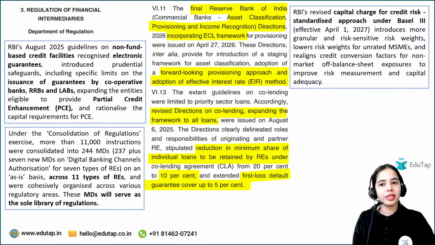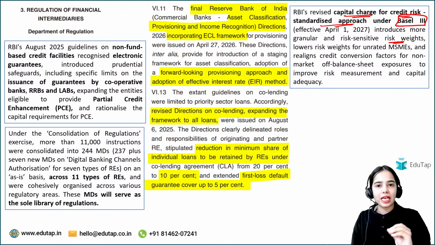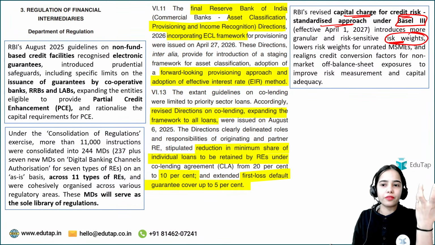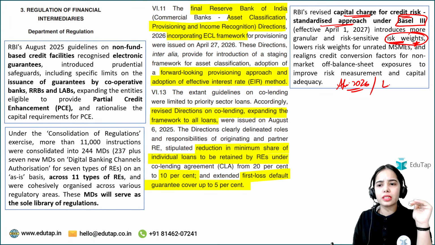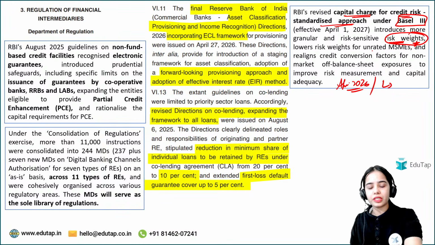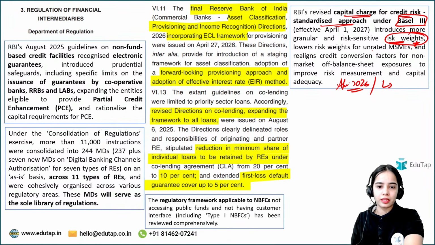released in April 2026. So RBI has revised the capital charge for credit risk standardized approach under Basel III, under which the risk weights have been modified, or there are modified guidelines for the risk weights. So this is the direction that is released in April 2026 or May 2026. This we will discuss in detail in another Finance 360-degree session.